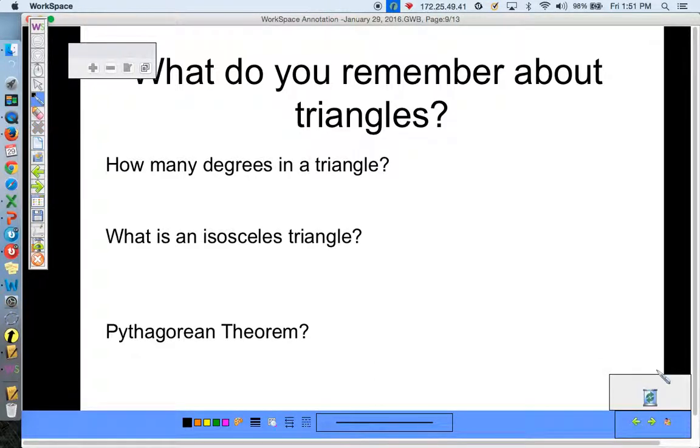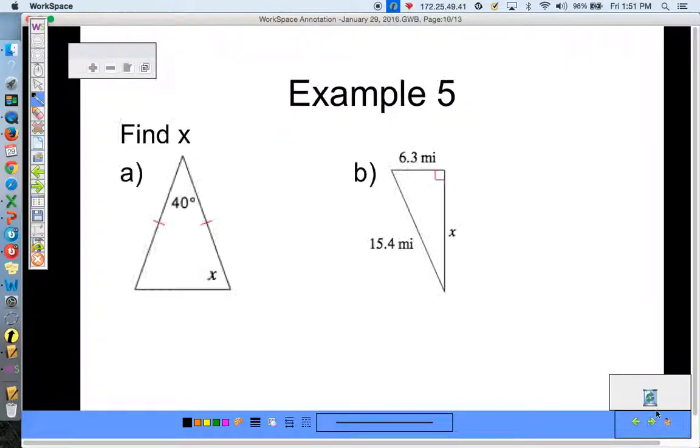So the last thing we're going to do is we're going to review a little bit about triangles. So as a reminder, there's 180 degrees in a triangle. An isosceles triangle means if there's two sides the same, then our two angles, those base angles, are the same. And our Pythagorean theorem, a squared plus b squared equals c squared.